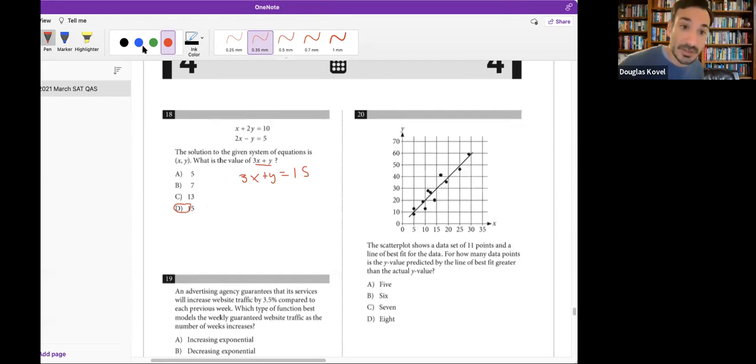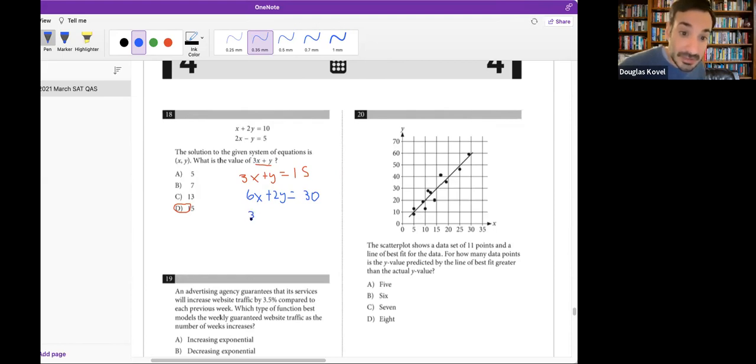Just to point out a few ways they could have made this question more difficult, based on past tests. I would say this is more of a medium question. They could have asked you to find a multiple of 3x plus y, maybe find 6x plus 2y. After adding, you would have to recognize that 6x is twice 3x and 2y is twice y, so the other side of the equal sign must be twice 15, which is 30. If they wanted to be even more difficult, they might give you a factor.